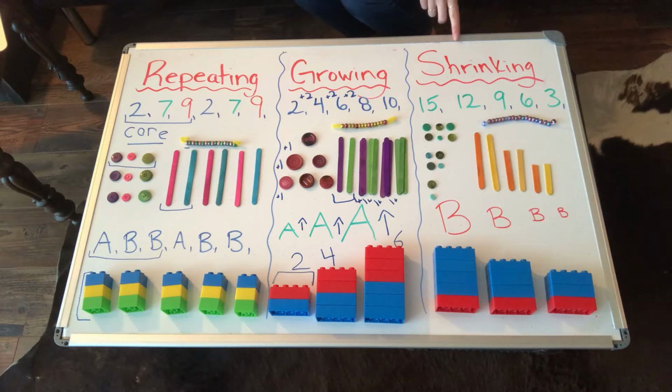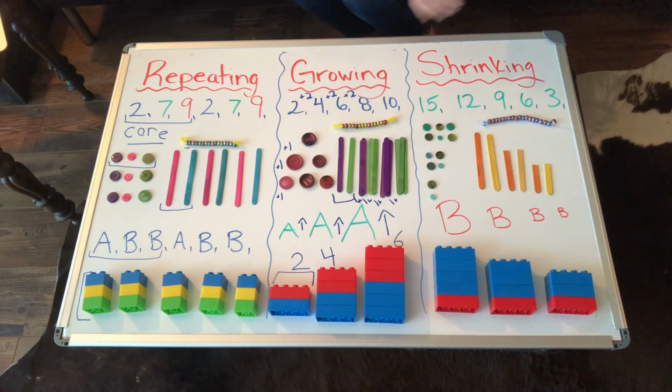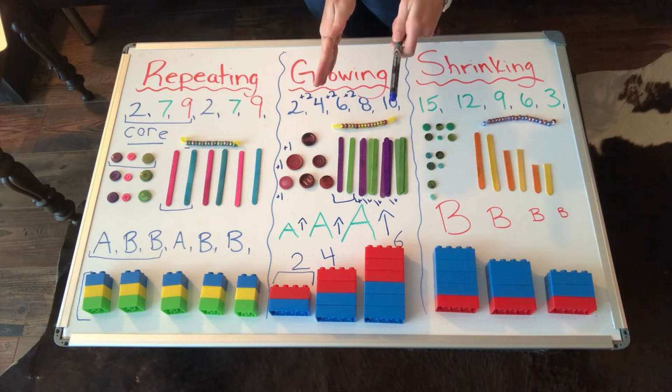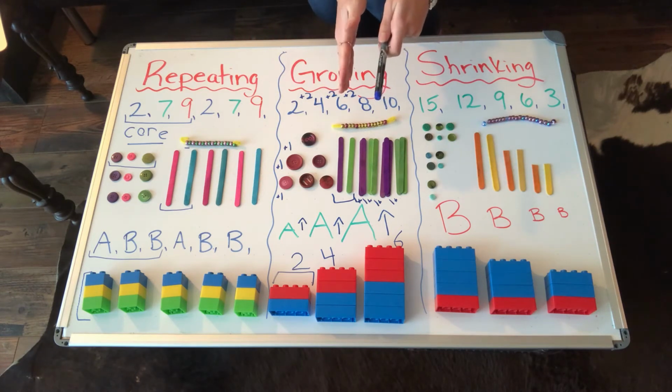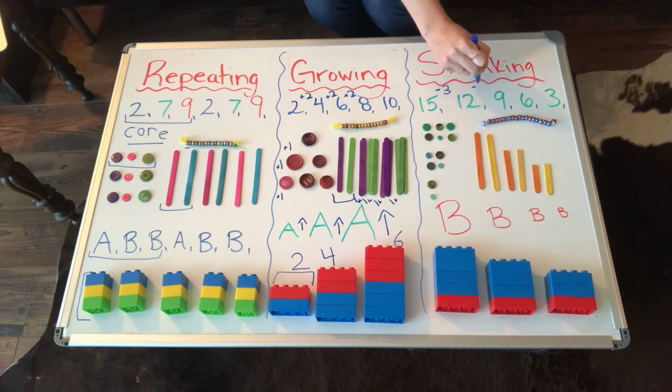The final kind of pattern that we're going to talk about today is a shrinking pattern. In a shrinking pattern, we take away from the core every time, so it gets smaller and smaller every time it repeats. Let's take a look at these examples. 15, 12, 9, 6, and 3. We're taking away 3 each time to make our core smaller and smaller.